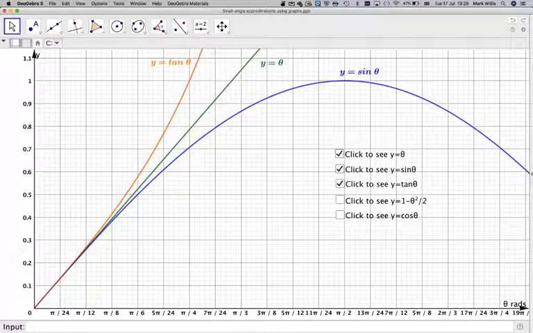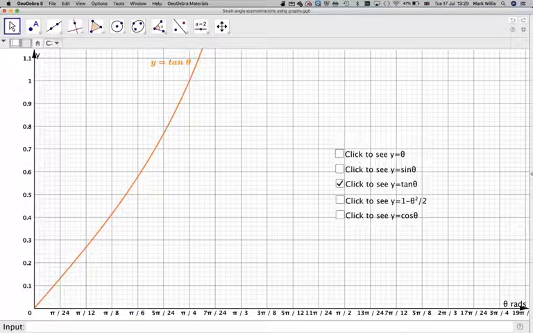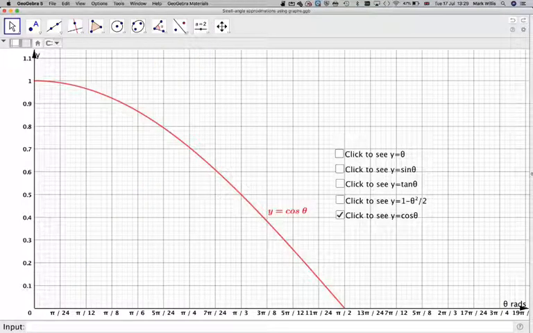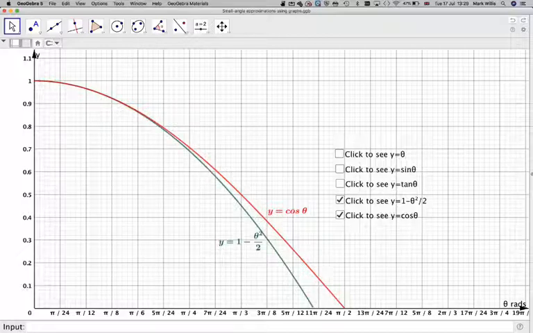Now cos is slightly different. If we draw the graph of cos, which looks like that, remember at 0 it's 1, at pi by 2 it's 0, and we draw this graph, which is y equals 1 minus theta squared over 2, which looks like that, we will see for small angles up here that those two graphs coincide. So for small angles, cos theta is approximately equal to 1 minus theta squared over 2.